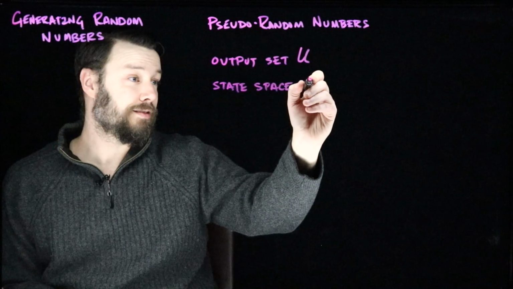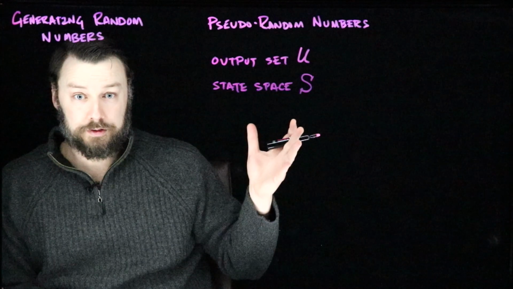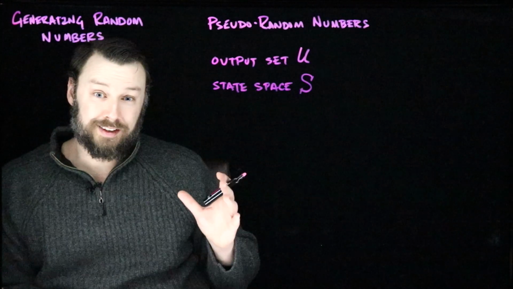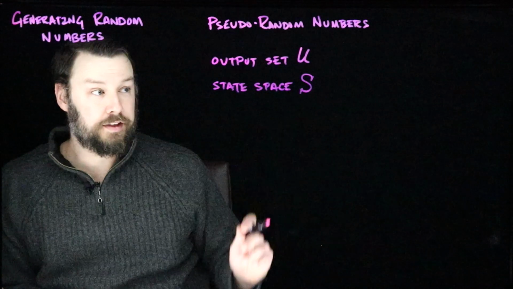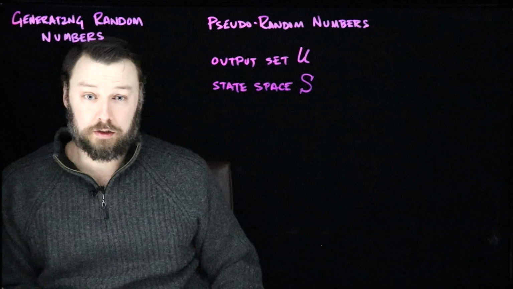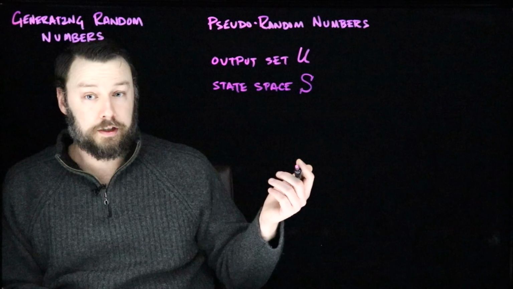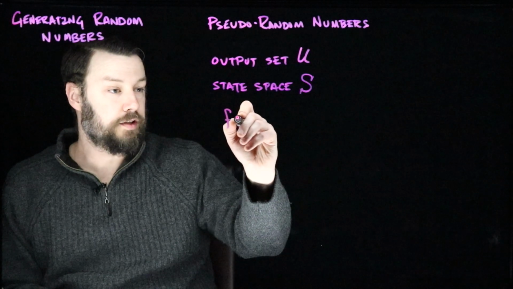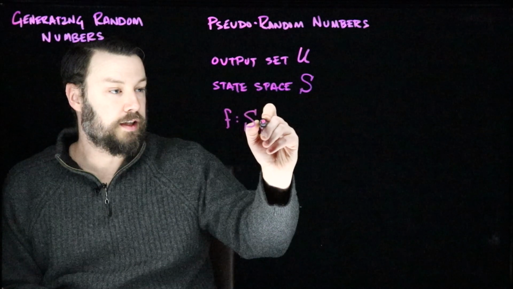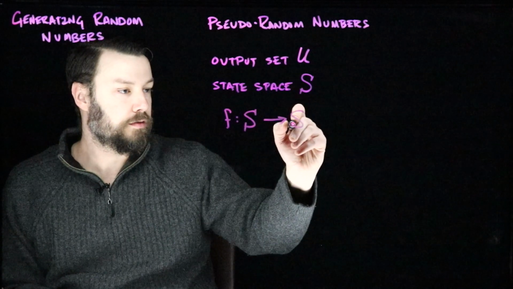Let's call that S. Generally speaking, these are integers. So a typical kind of thing for U would be like the unsigned 32-bit or 64-bit integers. And the state space S might be similar or might be a little bit larger. And then the idea is to define a function, some interesting function f, say, that takes a point in S and maps it to another point in S.